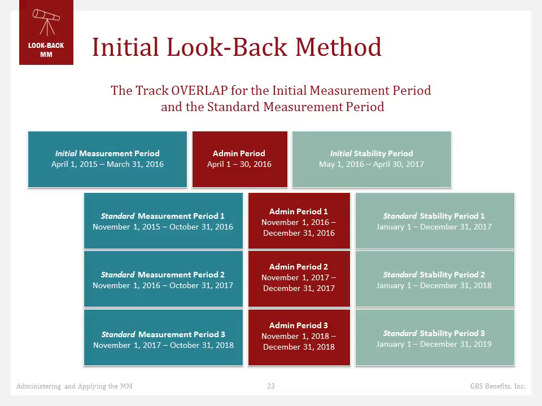So here's a visual of how the track overlap works for the initial look-back method. You have the initial measurement period and the administrative period and the initial stability period. This is not a split administrative period. And then that drops off and you continue with the standard look-back cycle each year after that.